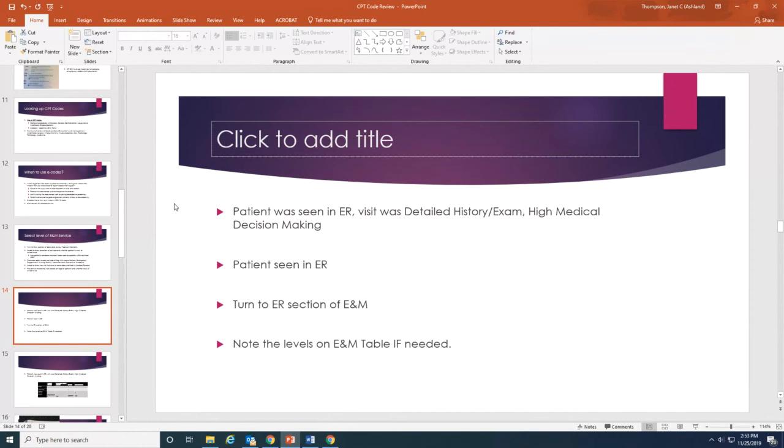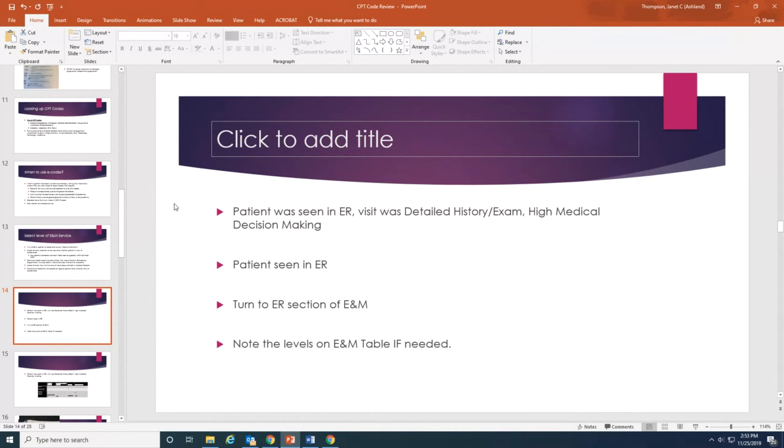And what we're going to do is look at a few examples on how to find the correct level or code visit. So our first scenario is patient seen in ER. The visit is documented as a detailed history and exam and high decision making of the medical decision making. All right, patient seen in the ER.